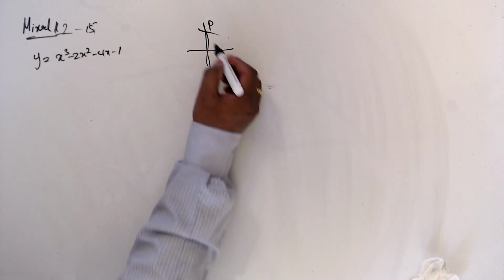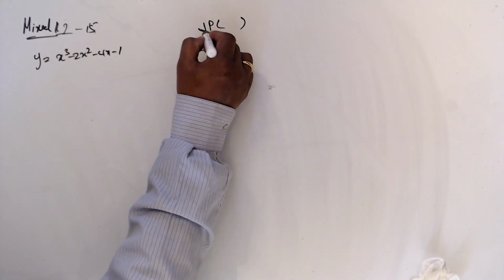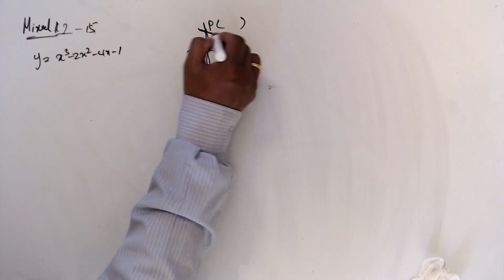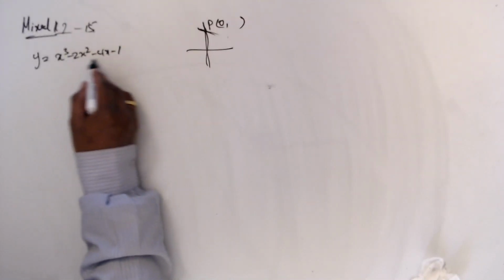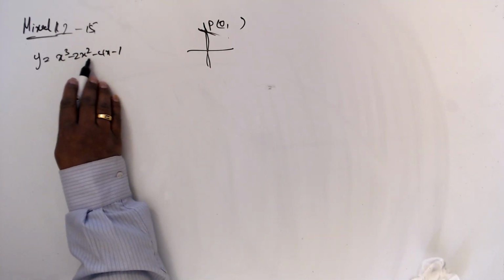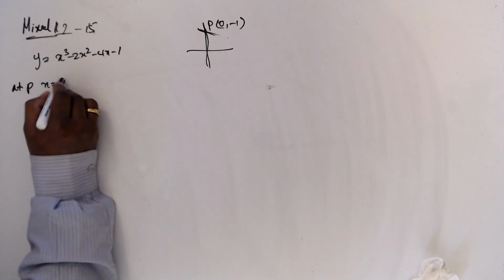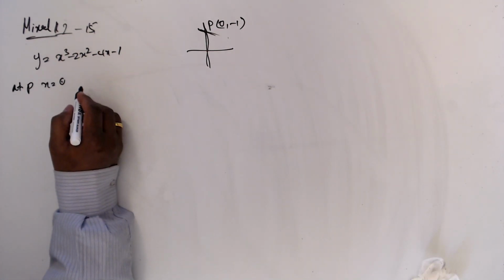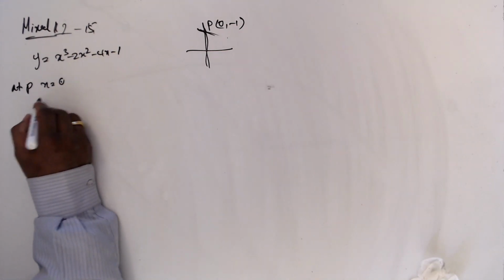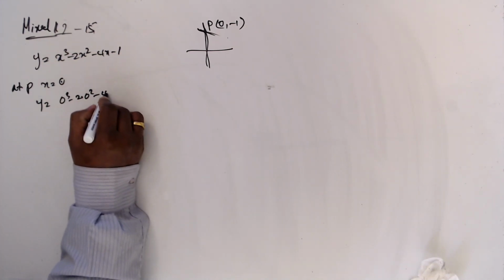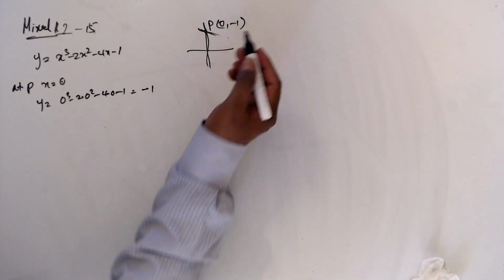So then can you find the coordinates of this one? Yes. This is something you should realize, because at this place the x value is 0. Then you can find the relevant y value. So this is all zeros and this is minus 1. So at P, x equals 0, then y equals 0 cubed minus 2 times 0 squared minus 4 times 0 minus 1, which is minus 1. So that's done now.